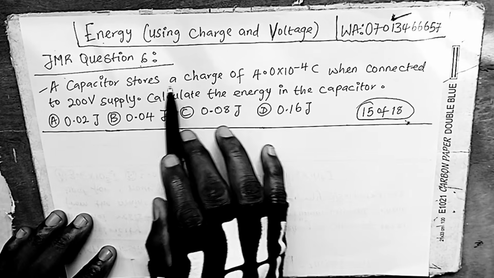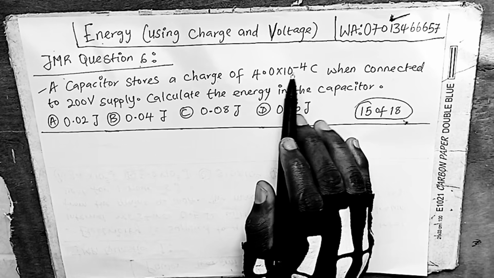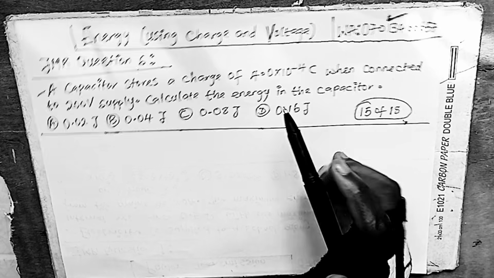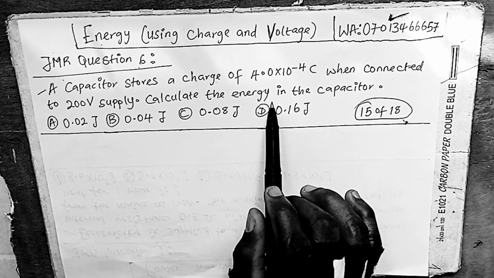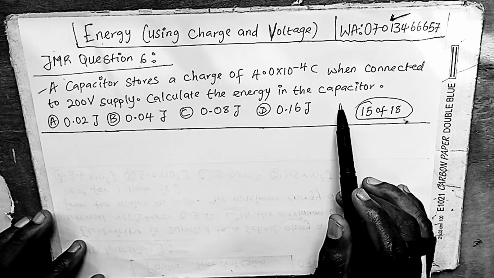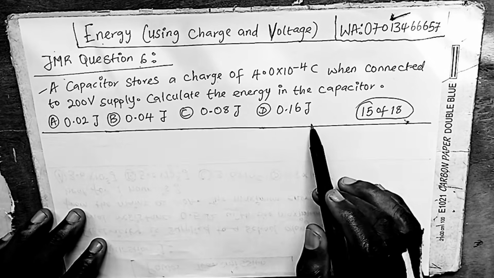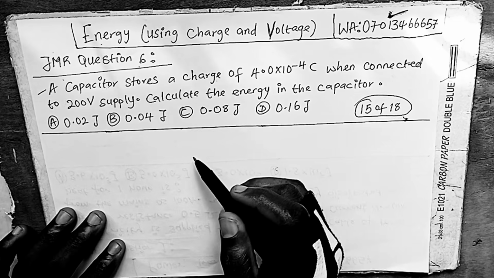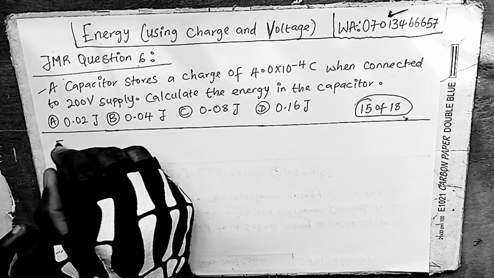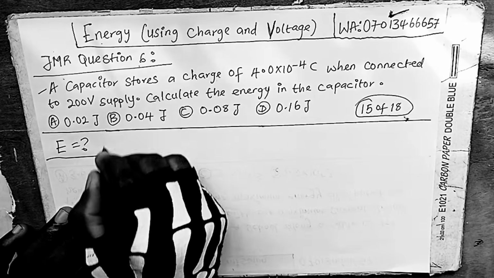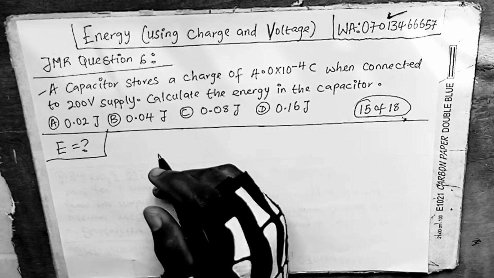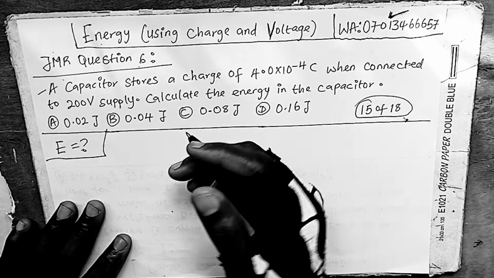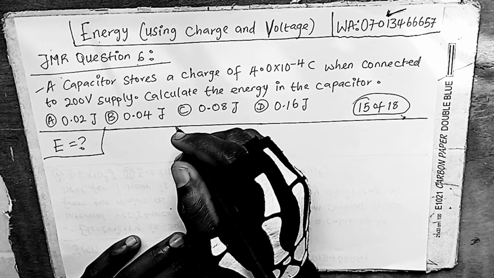A capacitor stores a charge of 4.0 times 10 raised to the power minus 4 coulomb when connected to a 200 volt supply. Calculate the energy in the capacitor. Very easy. All options are represented in joule, the SI unit of energy. They said we should calculate the energy, E, equal to question mark. This question is not supposed to take you up to 15 seconds to solve. Very, very easy. So let's now write out the formulas for energy of a capacitor.